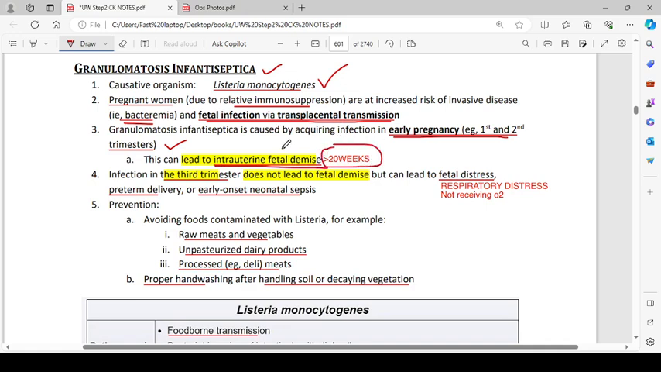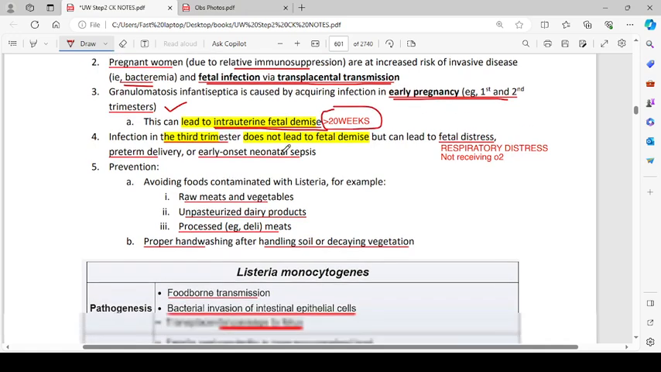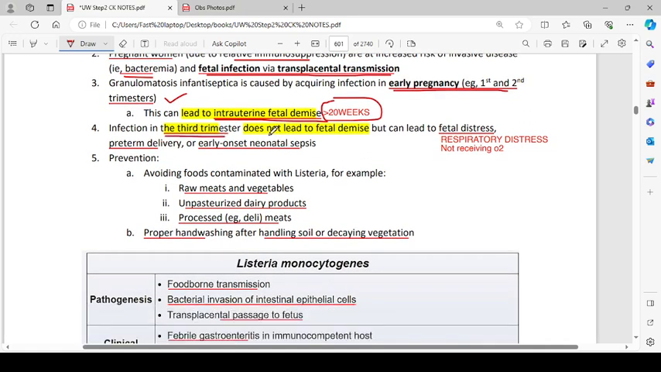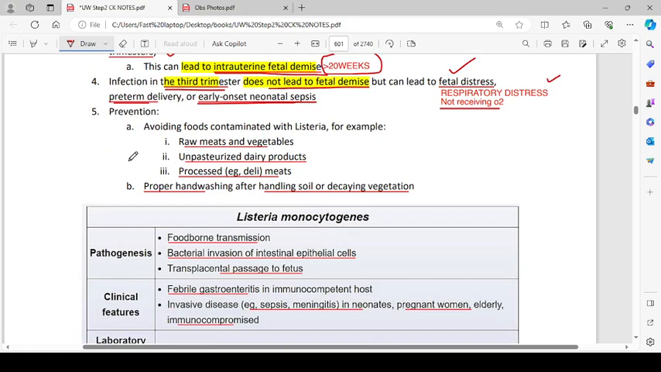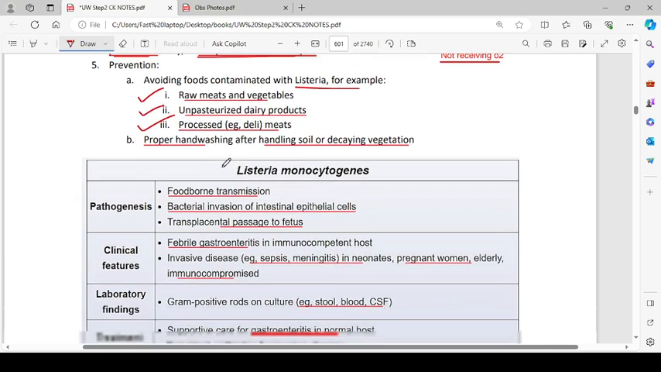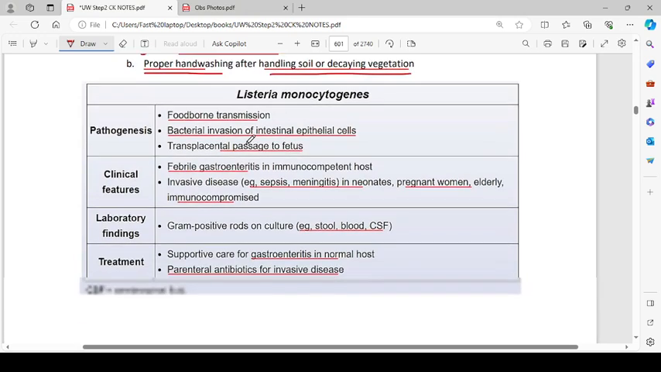Okay. Infection in the third trimester does not lead to fetal demise but can lead to fetal distress, preterm delivery, or early onset neonatal sepsis. The fetal distress is associated with respiratory distress, not receiving oxygen. Prevention: avoid foods contaminated with Listeria, for example, raw meats and vegetables, unpasteurized dairy products, and processed meats. Proper hand washing after handling soil or decaying vegetation.